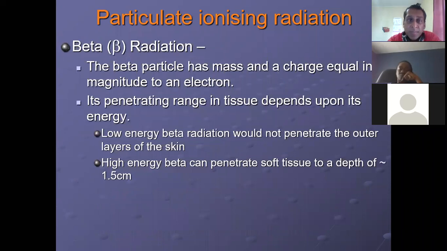Beta radiation: the beta particle has mass and a charge equal in magnitude to an electron, meaning that it's negatively charged. In case you want to read between the lines, if it has a charge equal to the size of an electron, it means it's negatively charged. Its penetrating range in tissues depends upon its energy. Low energy beta radiation would not penetrate the outer layer of the skin. High energy beta can penetrate soft tissues to a depth of 1.5 centimeters.